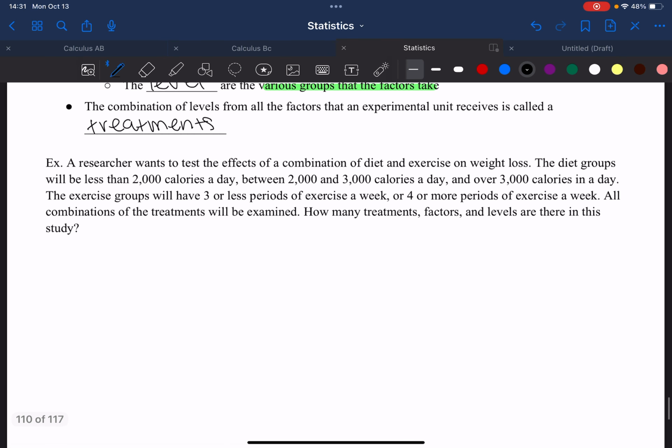So in the example, it says a researcher wants to test the effects of a combination of diet and exercise on weight loss. The diet groups will be less than 2,000 calories a day, between 2,000 and 3,000, and over 3,000 calories a day. The exercise groups will have 3 or less periods of exercise a week, 4 or more periods of exercise a week. All combinations of treatments will be examined. How many treatments, factors, and levels are in this study?